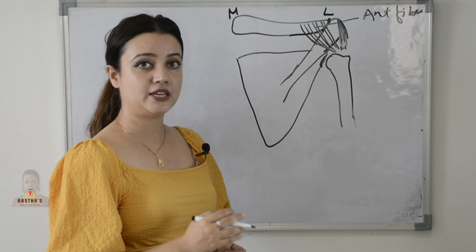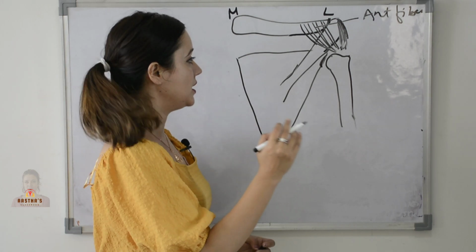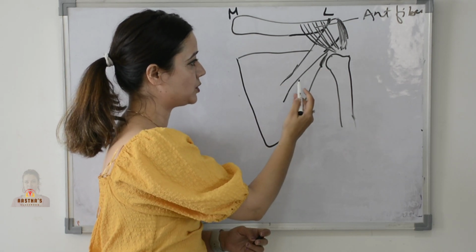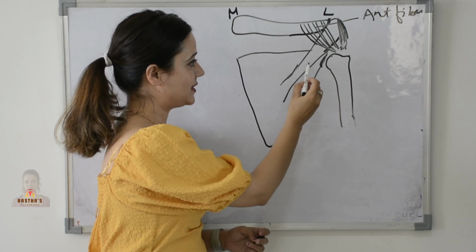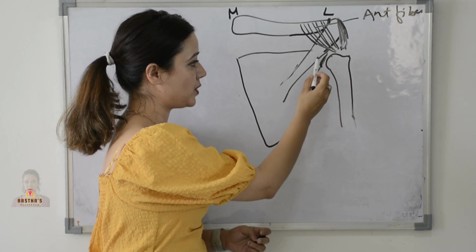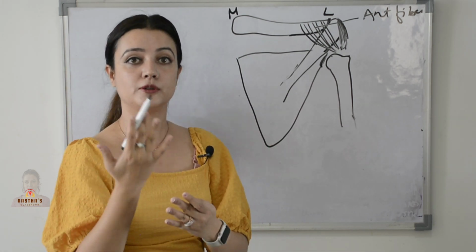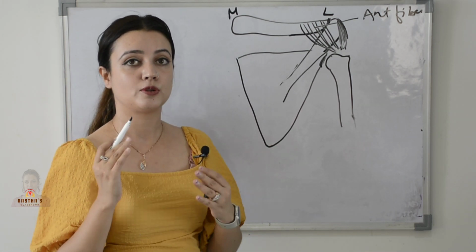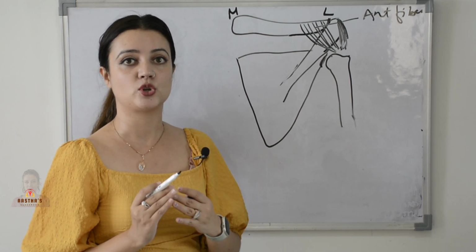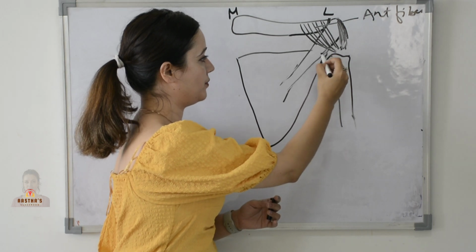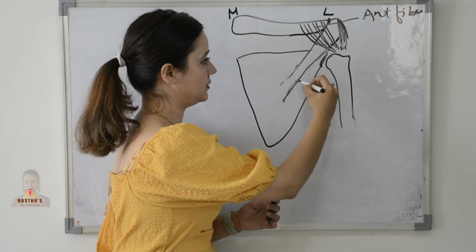Now coming to the posterior fiber. Posterior fiber arises from the spine of the scapula, as scapula is present posteriorly and the spinous process of the scapula also lies posterior to our body. So the posterior fibers of deltoid originate from this lower lip of the spinous process.